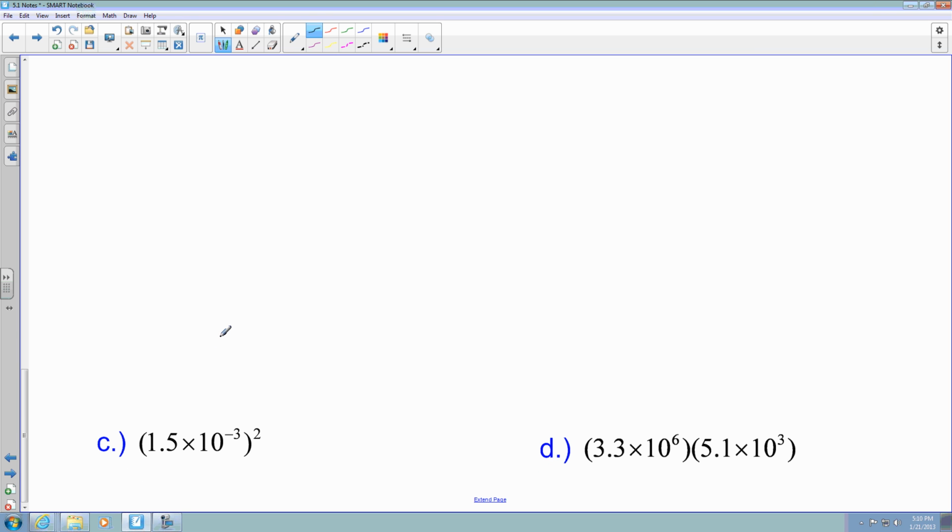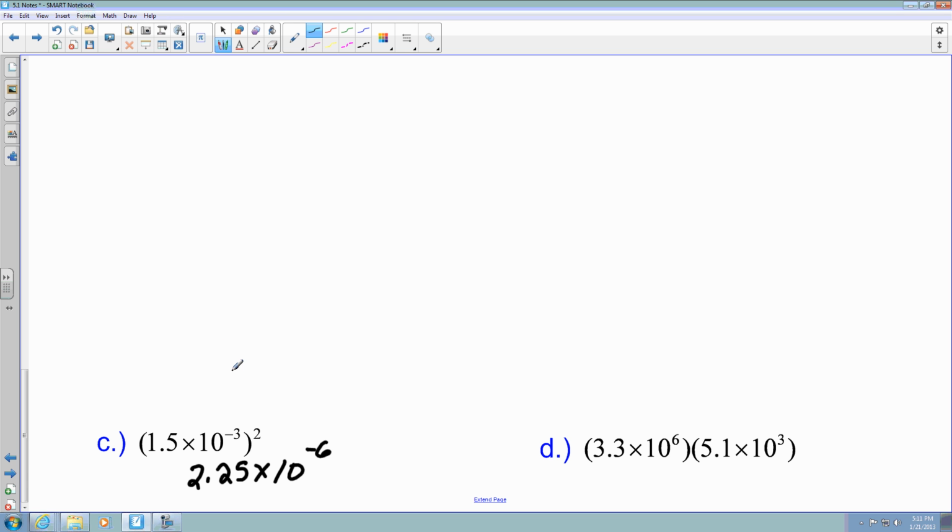I have C, and C here is 1.5 times 10 to the negative third, all of which is squared. So going back to our power of a power example, I'm going to square 1.5, and 1.5 squared is 2.25. Now I'm going to go times 10, and I'm going to multiply my exponents, which gives me 10 to the negative 6. All right.